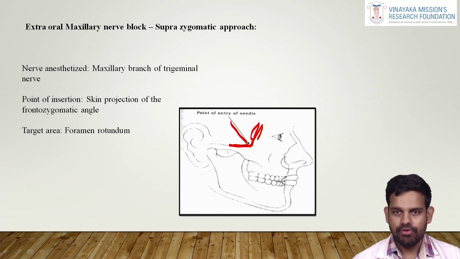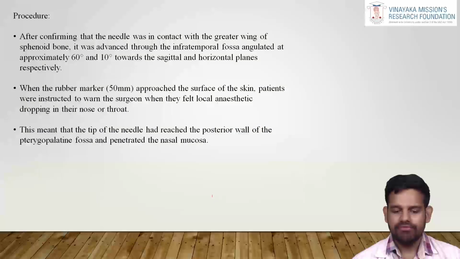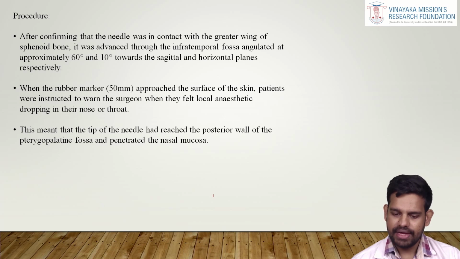And the target area here is the foramen rotundum. As I said earlier, the maxillary nerve comes out through the foramen rotundum. After confirming the needle was in contact with the greater wing of the sphenoid bone, it was advanced through the infratemporal fossa, angulated at approximately 60 degrees and 10 degrees towards the sagittal plane and horizontal plane respectively. When the rubber marker of 50 mm, which is 5 cm, reaches the skin, the patients were instructed to warn the surgeon when they feel the local anesthetic dropping into the nose or throat, which means that we are going beyond the target area. This meant that the tip of the needle had reached the posterior wall of the pterygopalatine fossa and penetrated the nasal mucosa.